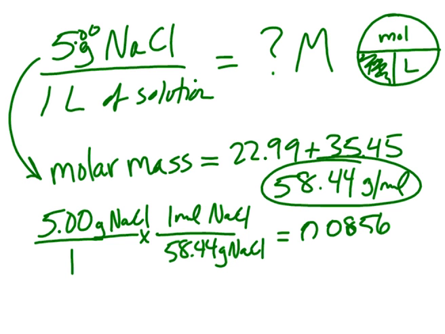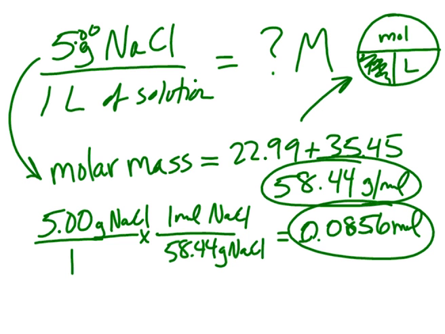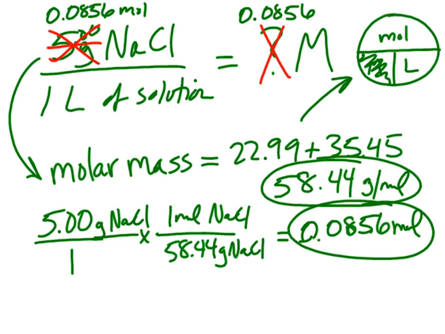Not multiplying by 100, you're just going to do the division, and this ends up being the number of moles in the solution. If I have the number of moles now, I can apply this formula. Now it's 0.0856 moles of sodium chloride per every 1 liter of solution. So in that case, my molarity is going to be 0.0856 molar. That's how I calculate molarity.